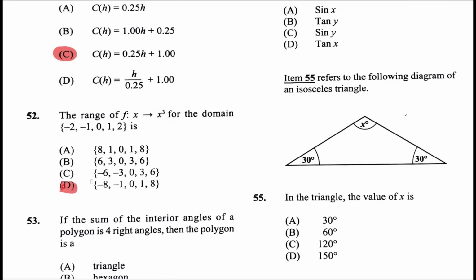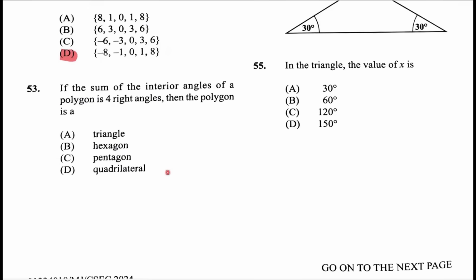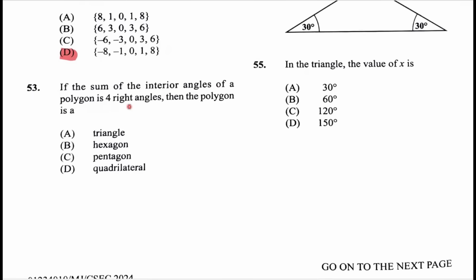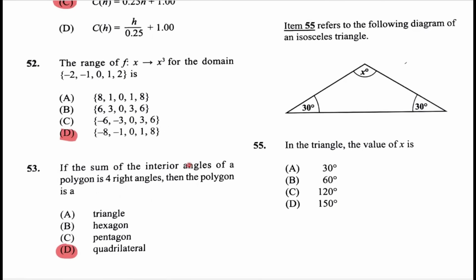Essentially, very straightforward. The sum of the interior angles of a polygon with 4 right angles is 360 degrees. The sum of a quadrilateral's internal angles will give you 360, okay? Any four-sided figure, the sum of its interior angles is 360 degrees. I think we know that. So that's D.